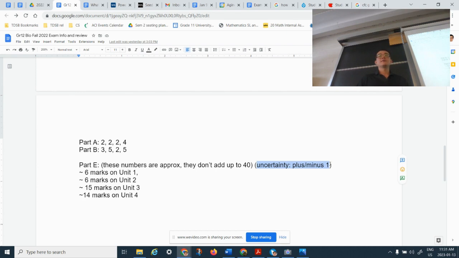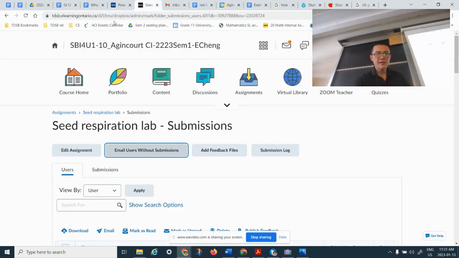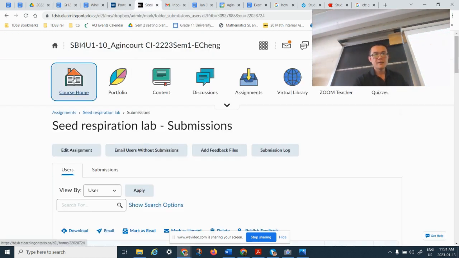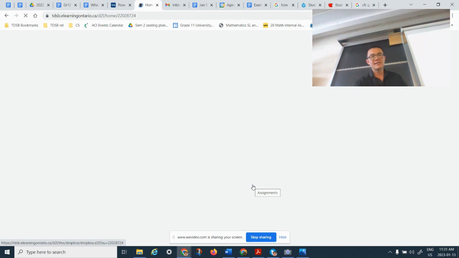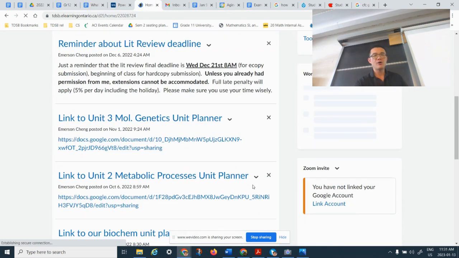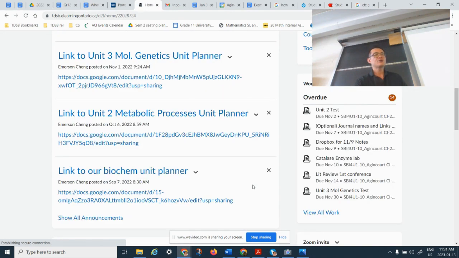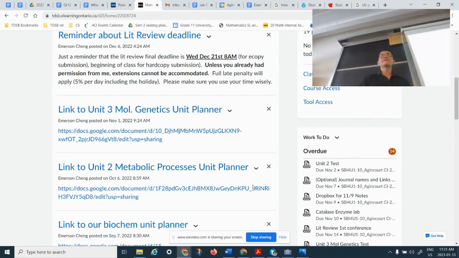Okay? Look through all those unit planners that you can still access from Brightspace. Okay, remember, if you go to Brightspace, the announcement, this is where you have all the unit planner links. So click on them, look through them, look through your notes. Okay. Any questions?